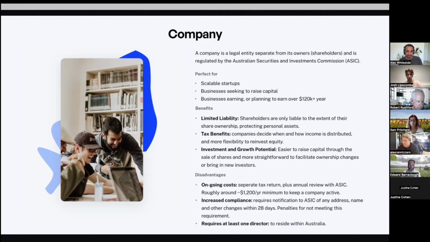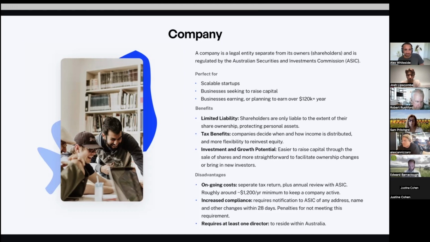That's also another reason why banks generally don't touch companies within about 6 months of starting up, because there's just no risk to the director taking out a loan because they don't have that limited liability. Or the bank will say, we want to personally guarantee it against your own name. There are numerous tax benefits because a company can decide how and when income is distributed. And then you've got that investment and growth potential there.